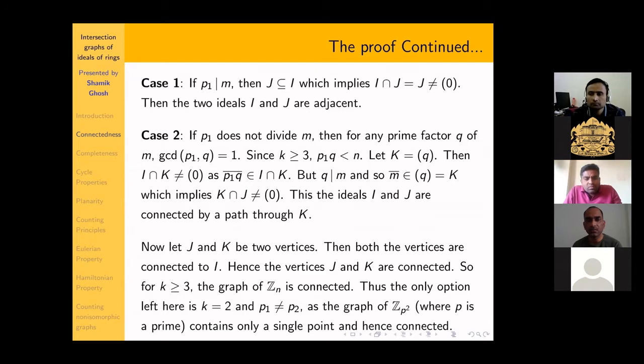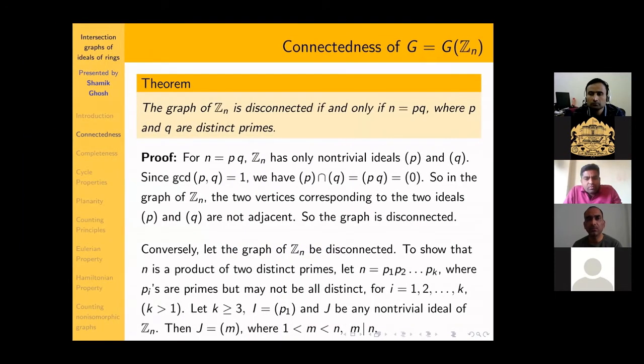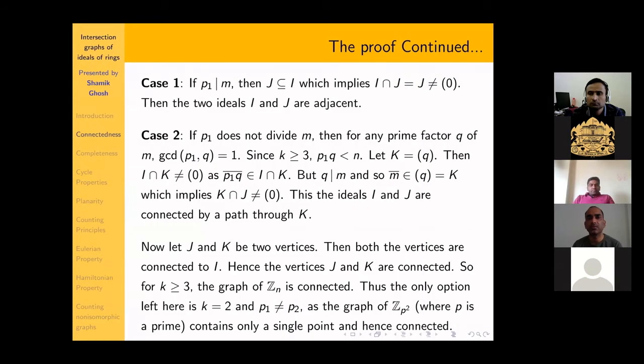And so that is the proof that we got: the graph of Zn is disconnected if and only if n is equal to pq, where P and Q are distinct primes. But you can see that the proof is actually saying much more about the graphs of Zn. Actually, from the ideal I, the distance of any other ideal J is at most 2. In case 1, it is adjacent, and in case 2, the distance is 2 because IK was adjacent and KJ was adjacent.